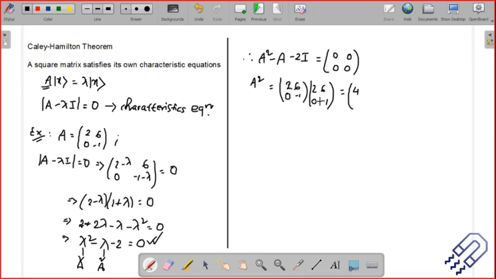And then this into this, 2 into 6, 12, 12 minus 6, this will be 6. And then this is 0, 2, 0, 1, 0. So this is 0, this is 0, 6, 0. So it's 1 minus 1 is plus 1. Okay, so 1. So that's your A square.